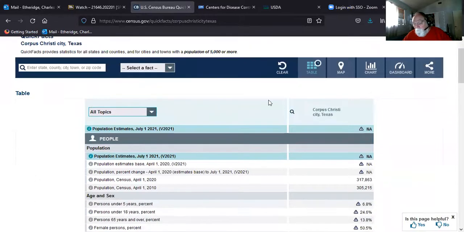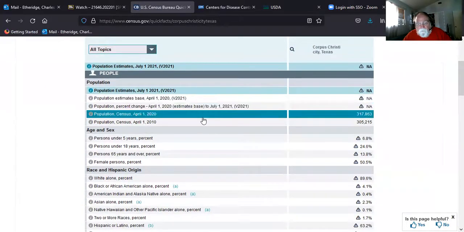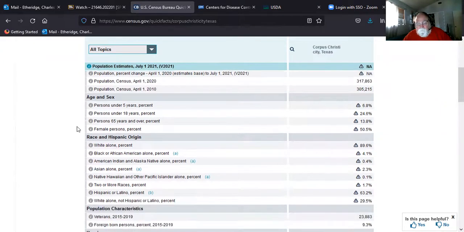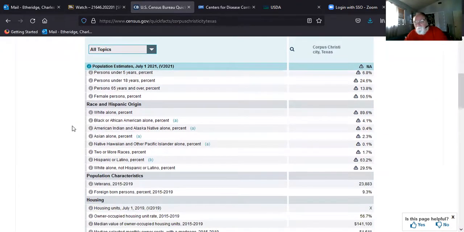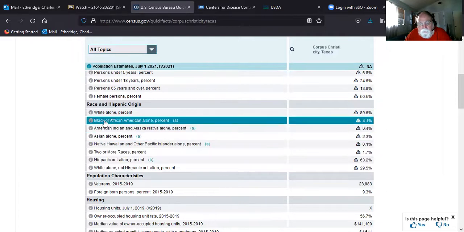And so, hey, how many people do we have? We have this number of people as well, about 317,000, roughly. I don't know what the difference between these are as well. Let's look at some of the ethnicities and races. So Hispanic and Latino, about 63%, about 4% Black or African American.